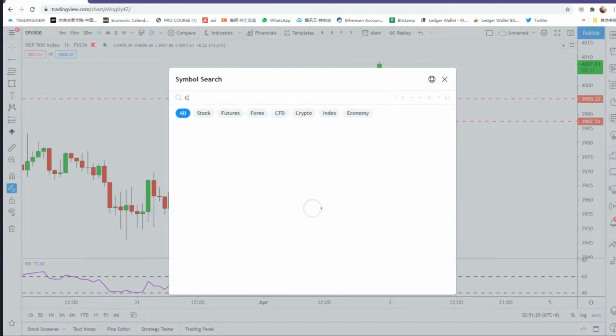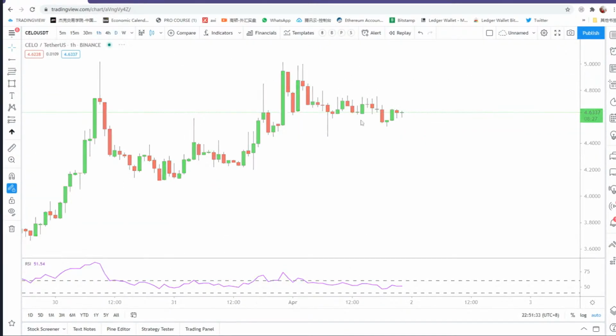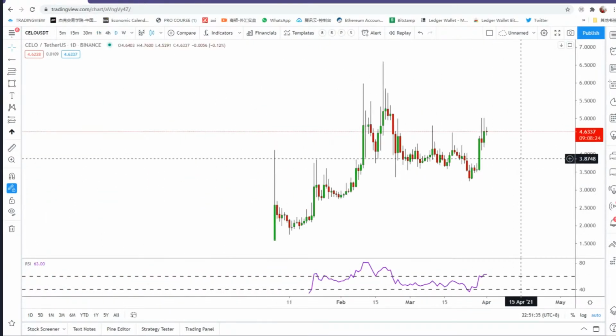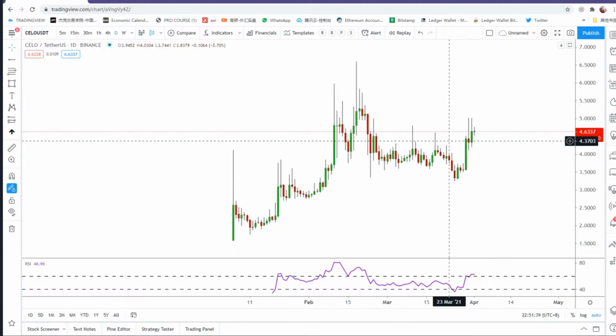CELO. What's this? CELO USDT. What's this? Let me see. Daily chart. Okay, $4.6. Wow, this is a new coin, right? This is really a new coin. Is it a DeFi? I don't know.